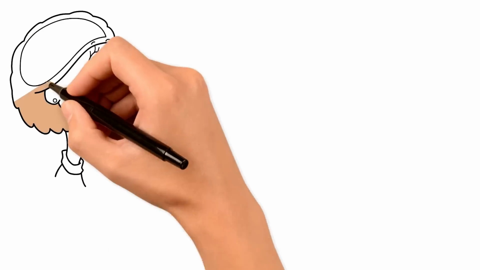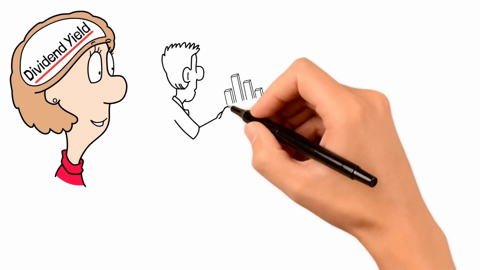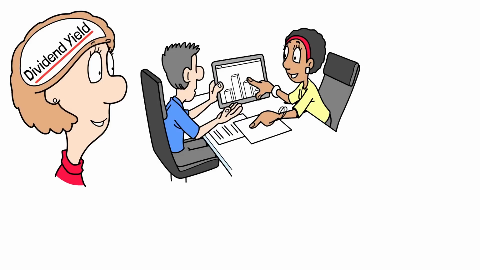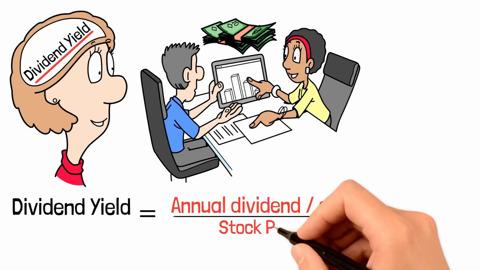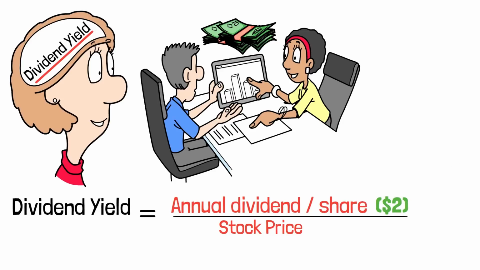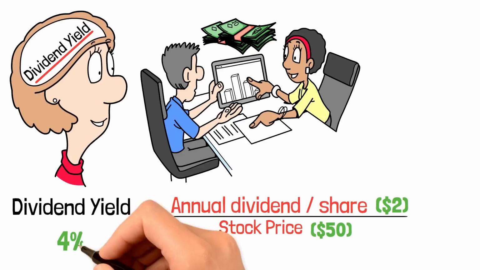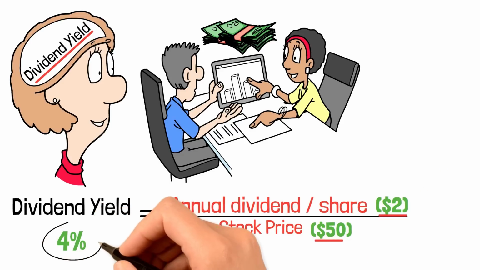The first key concept to understand is dividend yield. Dividend yield is a percentage that tells you how much a company pays in dividends relative to its stock price. It's calculated by dividing the annual dividend per share by the stock price. For instance, if a company pays $2 per share annually and its stock price is $50, the dividend yield is 4%. $2 divided by $50 would give you 4%.